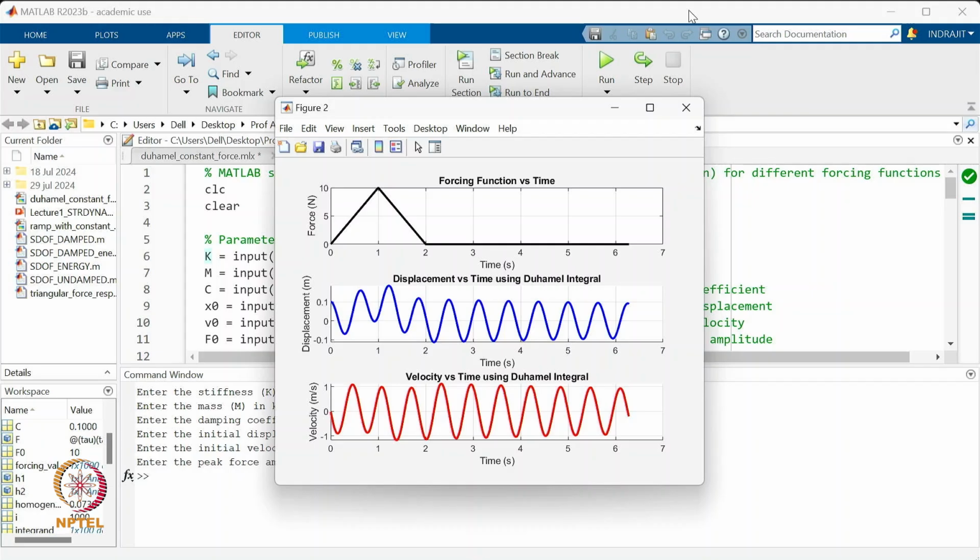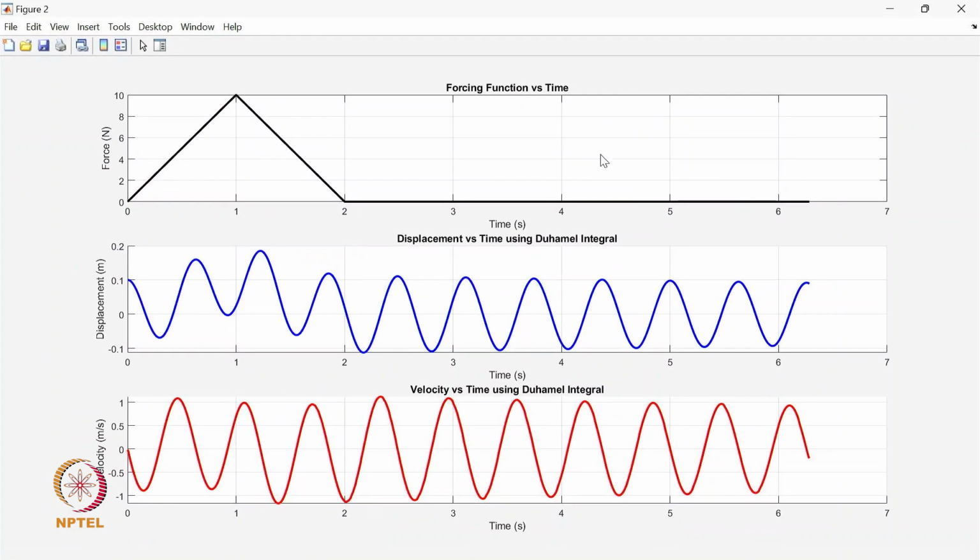Very good. So the first one is my forcing function, how the forcing function is varying. You see that we are applying the increasing force. It's a triangular force, so obviously it will increase, reach a certain value, again decrease, and then it vanishes. We are not applying the force.